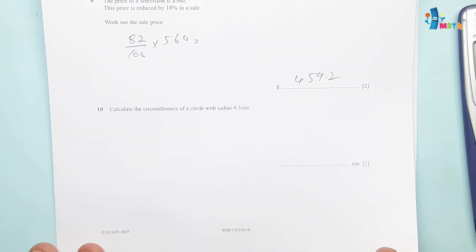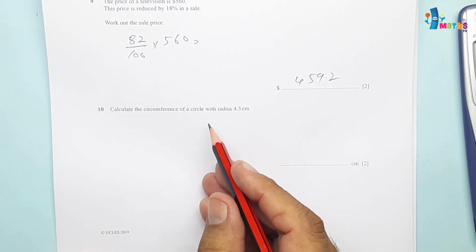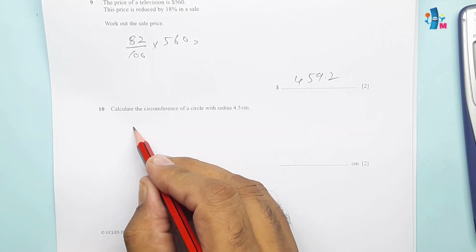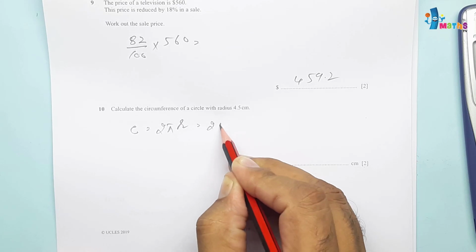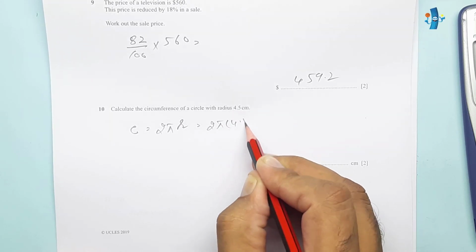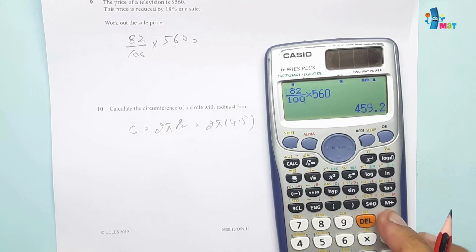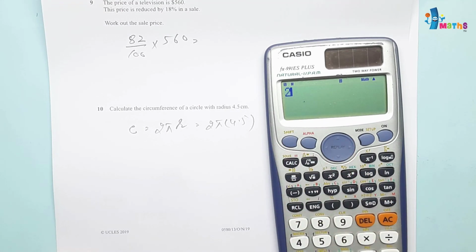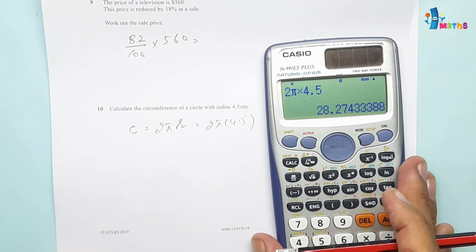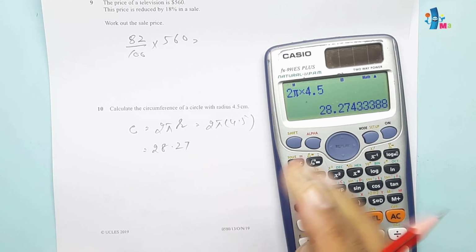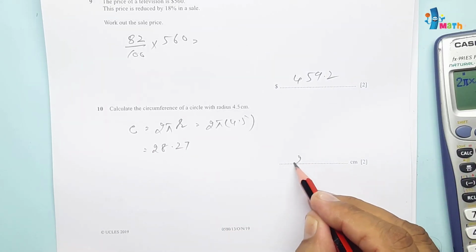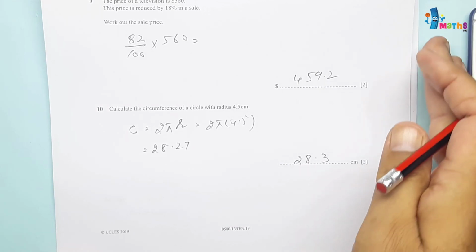Then question 10, calculate the circumference of the circle with this radius. The circumference of a circle is equal to 2 pi r. So r is 4.5. So we will write here 4.5. Our answer will be 2 times pi multiplied by 4.5. This will be equal to 9 pi, which is 28.27. So we can write 28.3 centimeters.